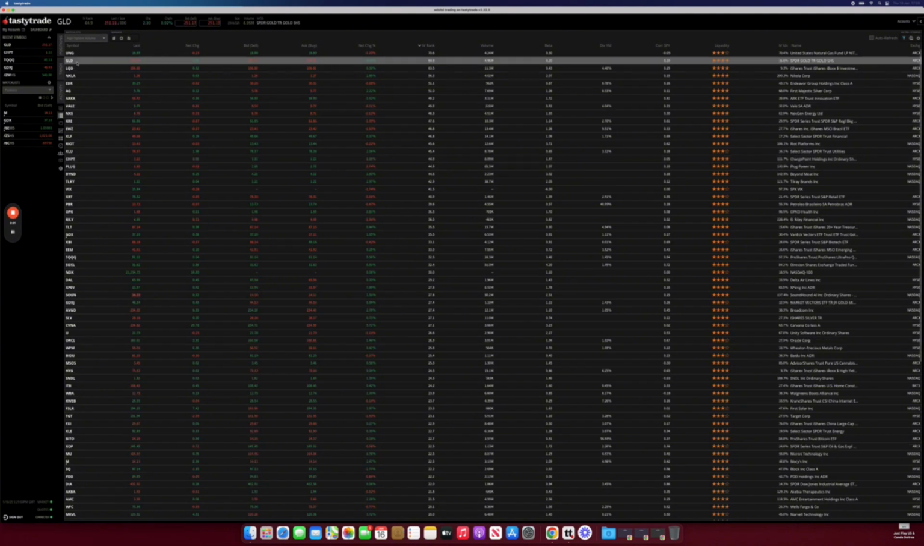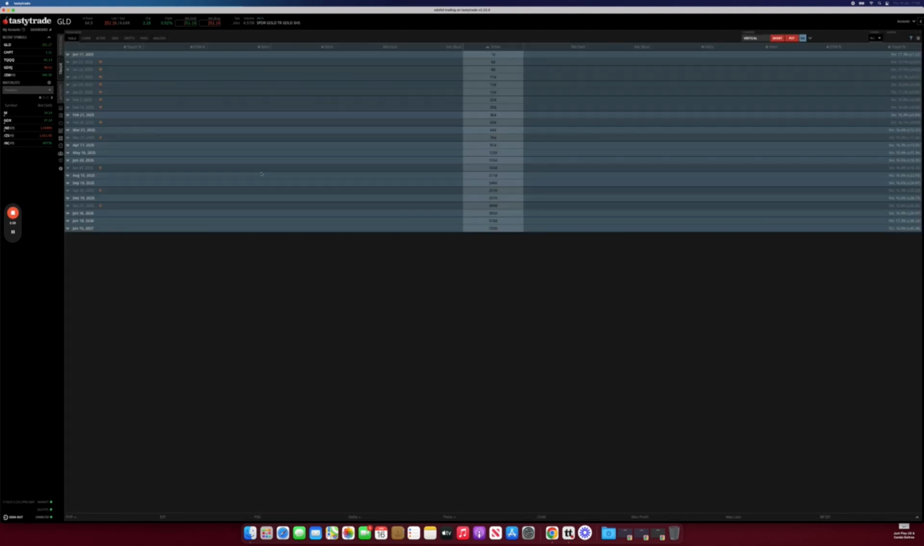So straight away, GLD is looking nice. It's trading at just over $251 a share. It's got an IV rank of 64.9. It's got an absolute IV level of 16.6%. So now that we've selected an underlying, we want to go over to where we can see a list of expiration dates for that underlying.